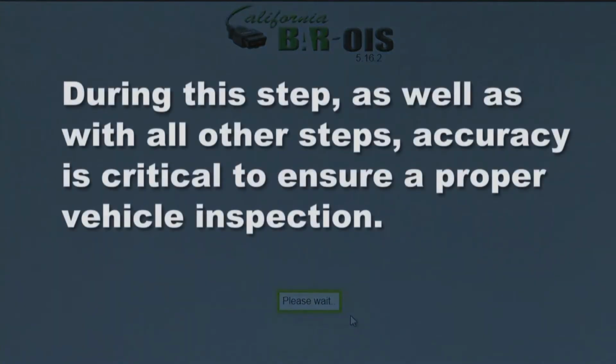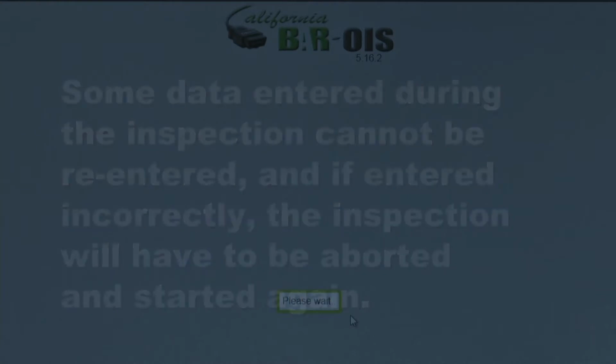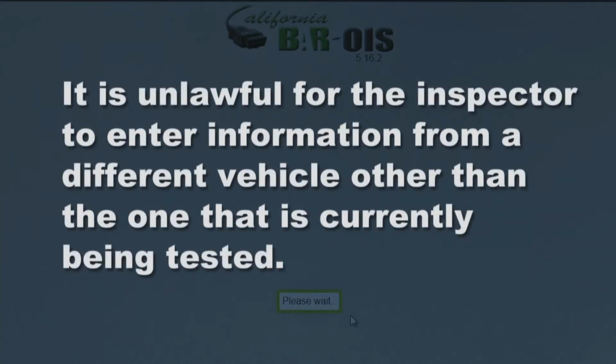During this step, as well as with all other steps, accuracy is critical to ensure a proper vehicle inspection. Some data entered during the inspection cannot be re-entered, and if entered incorrectly, the inspection will have to be aborted and started again. It is unlawful for the inspector to enter information from a different vehicle other than the one that is currently being tested.